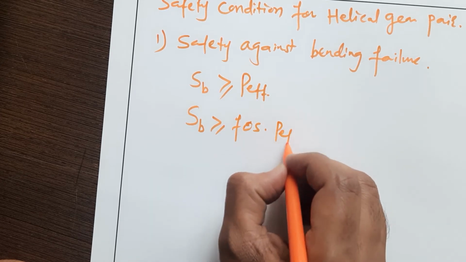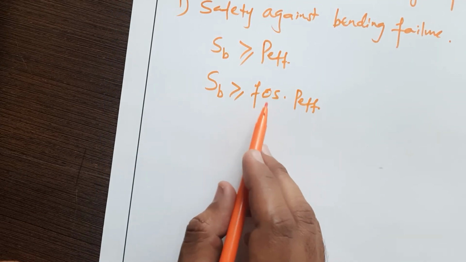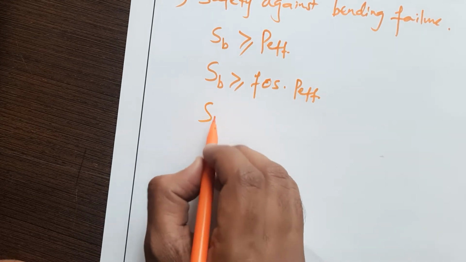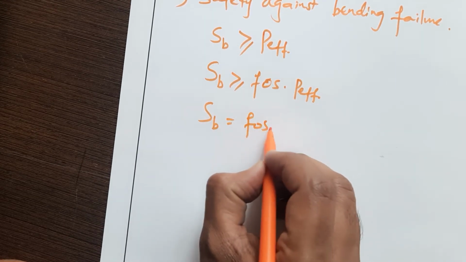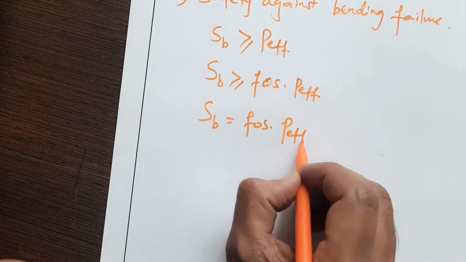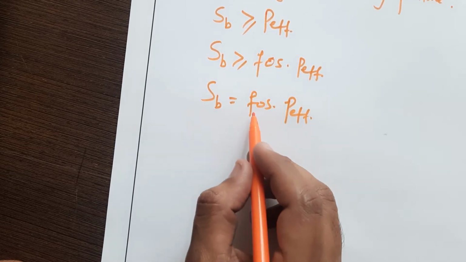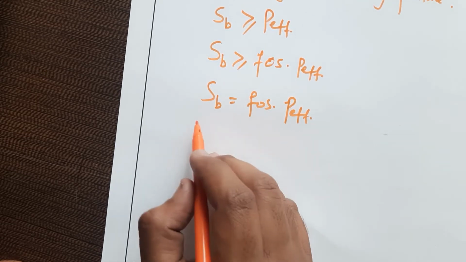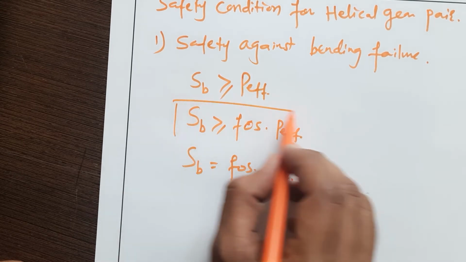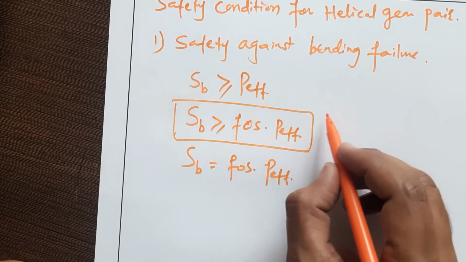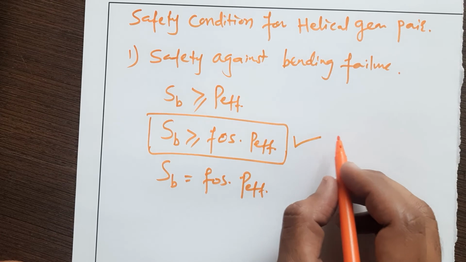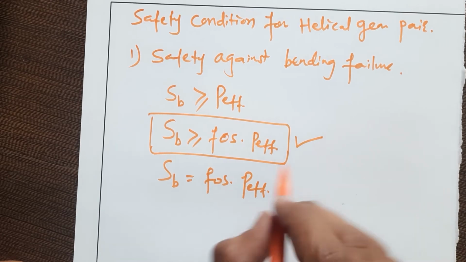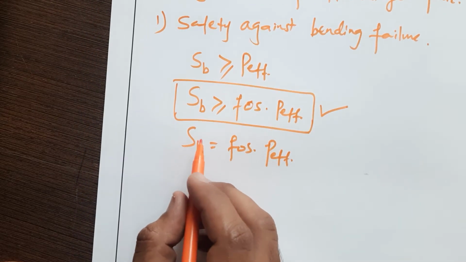into P effective. If you are introducing factor of safety, beam strength is equal to factor of safety into P effective. So from this you can calculate factor of safety, and if this condition is satisfied, then only you can say that the design is safe. Otherwise the design will be unsafe and you have to modify the design.